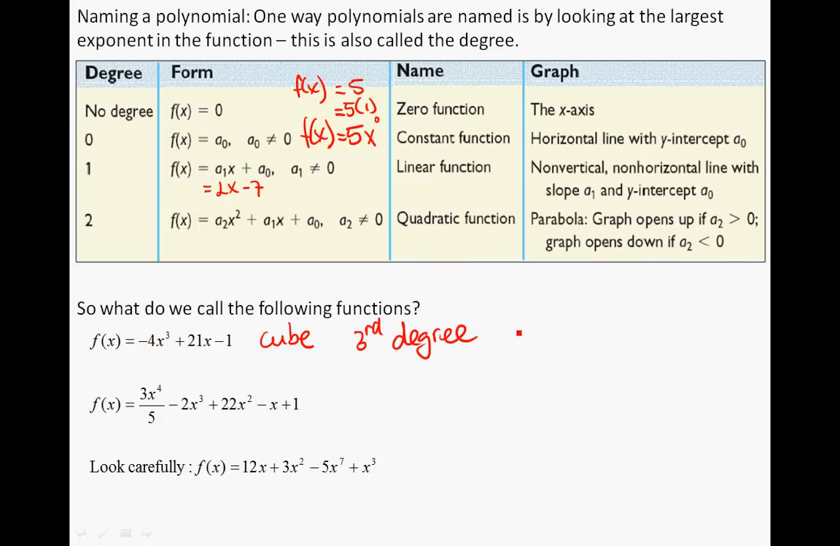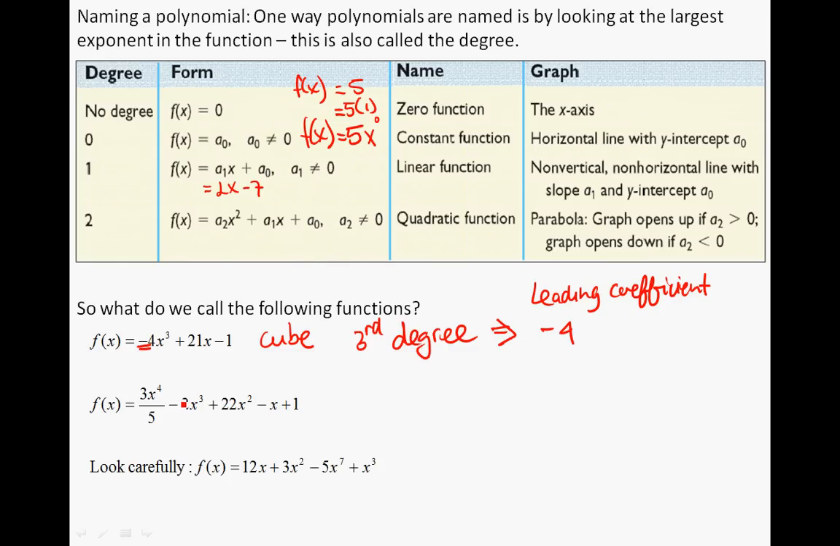So this is a third degree, and I want to introduce at this point the leading coefficient. The leading coefficient refers to what number is with the third degree. So the leading coefficient here is a -4, and that's important because it tells us some stuff about the graph.